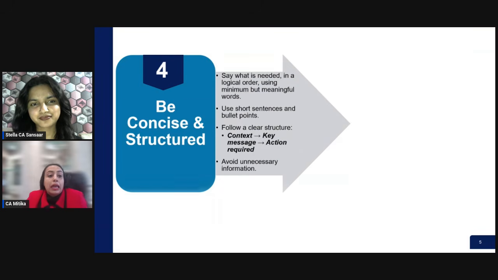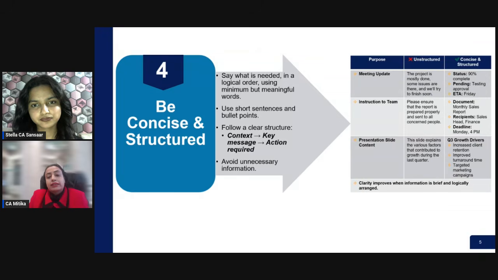What does it say? Be concise and structured. Say what is needed in a logical order. Always remember to use minimum but impactful words. Use short sentences, bullet points, and always make your structure clear by context, key message, and the action required. Always keep that in mind whenever we are making any business communication. Avoid any unnecessary information and information overload.